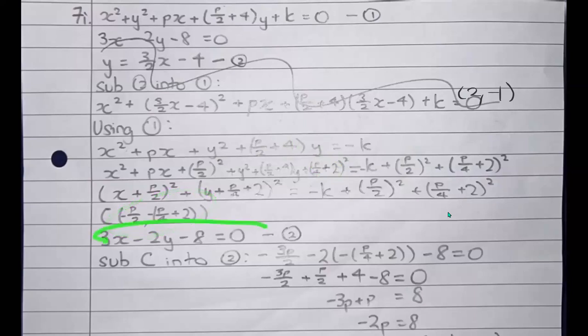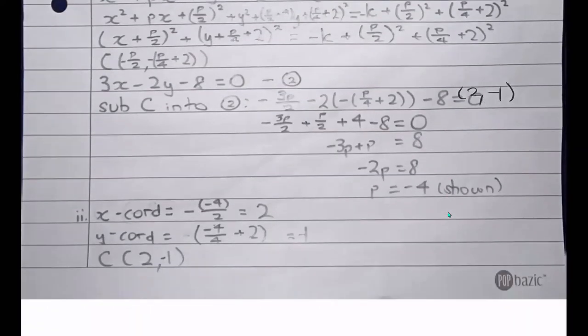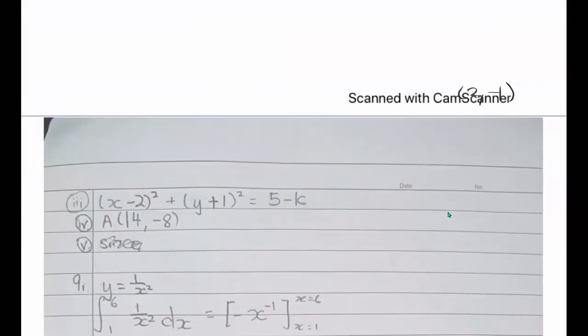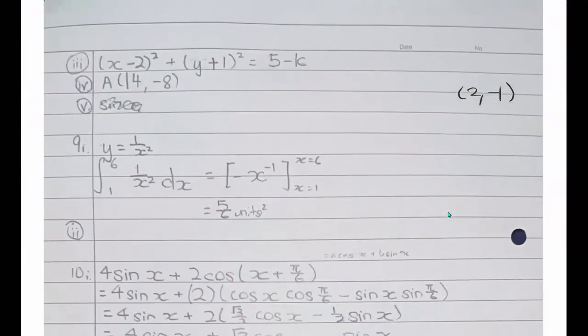You also have this equation of the straight line. It passes through the center, x comma y. So you just have to sub in the x, sub in the y, and solve for p. You eventually show that p equals -4, sub back into the x and y coordinates, you get 2 comma -1. Very, very good. Okay, now is the hard part. Let's take a look.